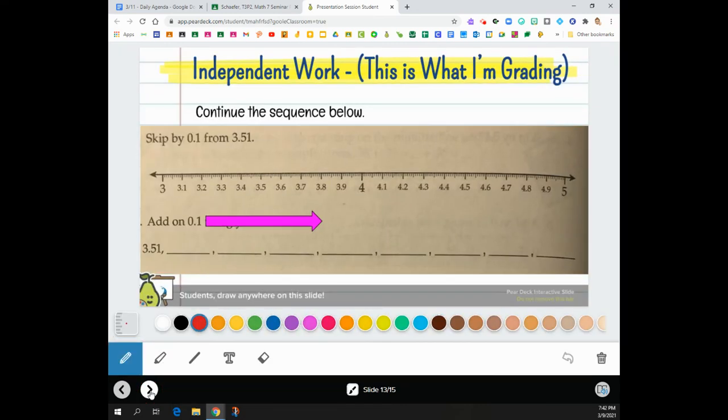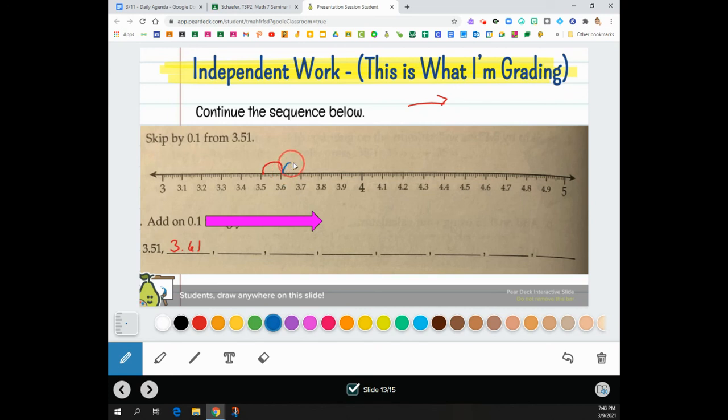All right, we're going to skip. This is our last one, skipping by 0.1, and we're adding on this time. And we're going to start at 3.51. Here's 3.5. 3.51 is that very next little itty bitty line right next to it. And we're adding, so we're going to be moving to the right instead of to the left. What we're jumping is one whole big jump, so that when I land, I should be on the first line there behind the 3.6. So that would be 3.61.